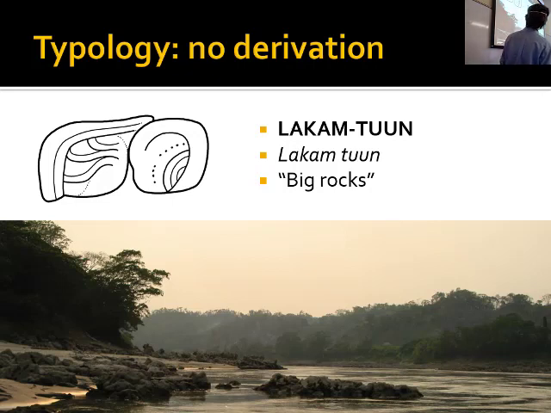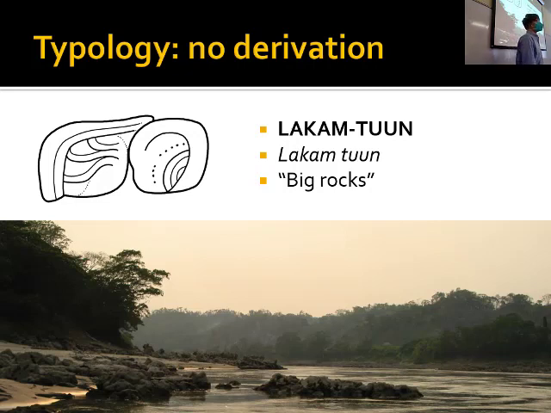And of course, the modern Lacandon self-designation of the descendants of Maya refugees from northern Yucatan who settled that landscape basically comes from the river. And one of the tributaries of the Usumacinta is still called Lacantun.